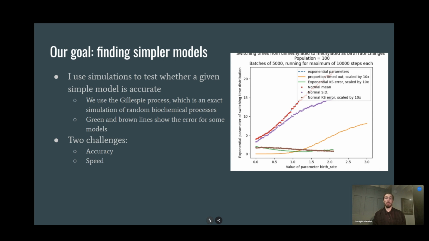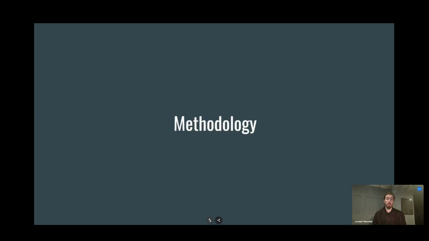Essentially, we can use graphs like this to see whether researchers' simplified models are fitting with the more complex models that we know to be true. And if those error bars are low enough, or those error measurements are low enough, we can conclude that their simpler model fits well, and it's a valid simplification of the existing models. But in order for this simulation to be helpful, it needs to be both accurate to reality and fast enough to run on a researcher's laptop.